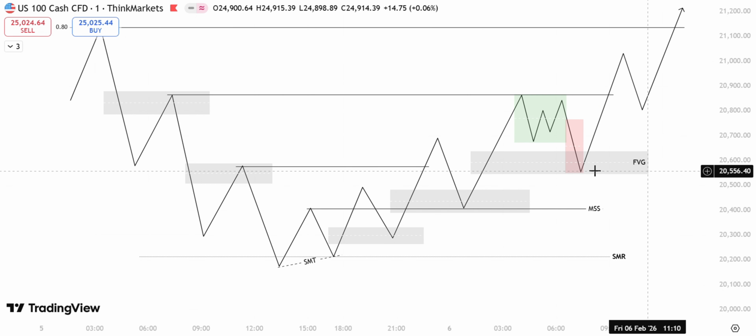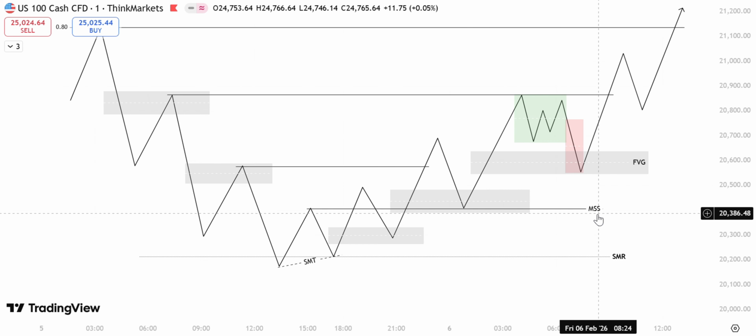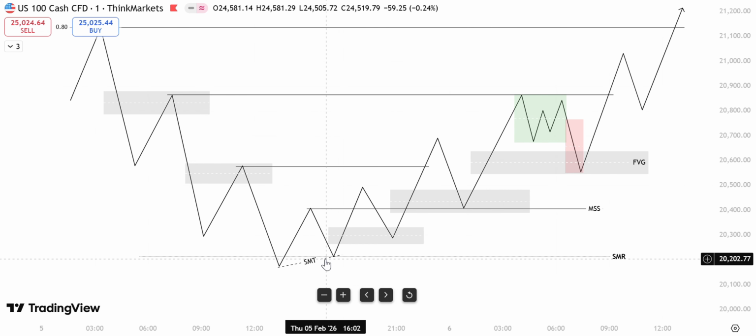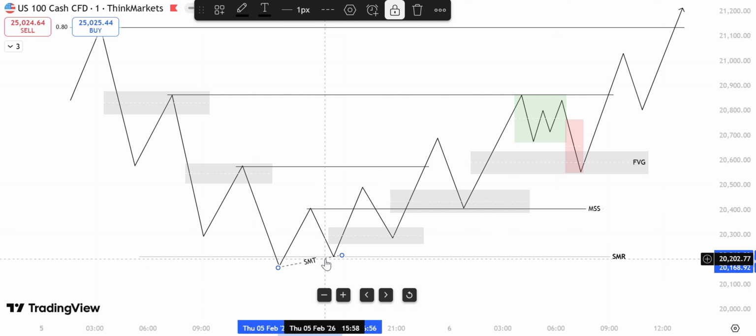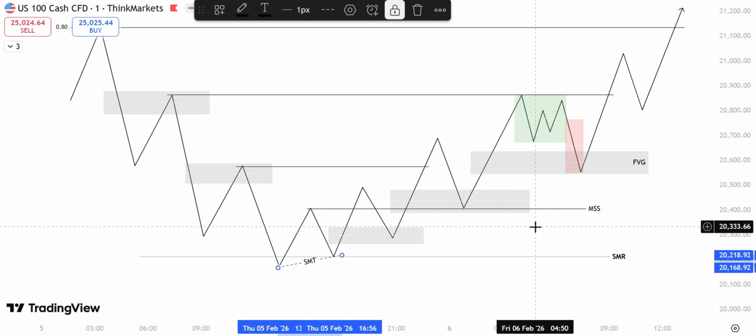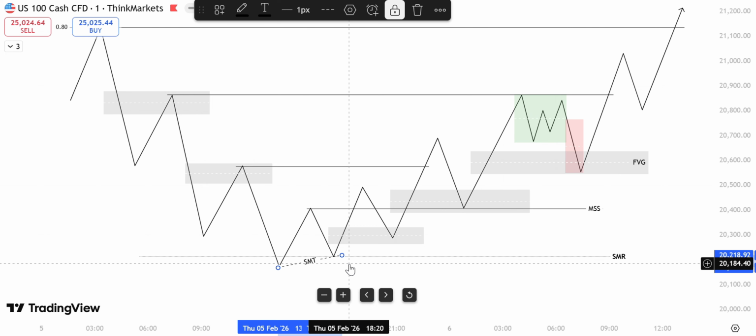For example, fair value gaps are something you trade with. SMT is just more confirmation. I like to call it confidence. You get more confidence as you enter the trade just because you have the SMT, but you should not enter blindly just because you have that.